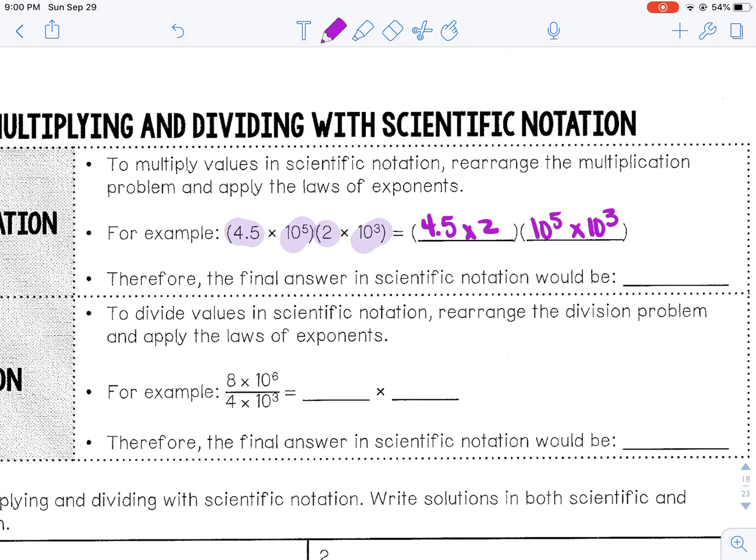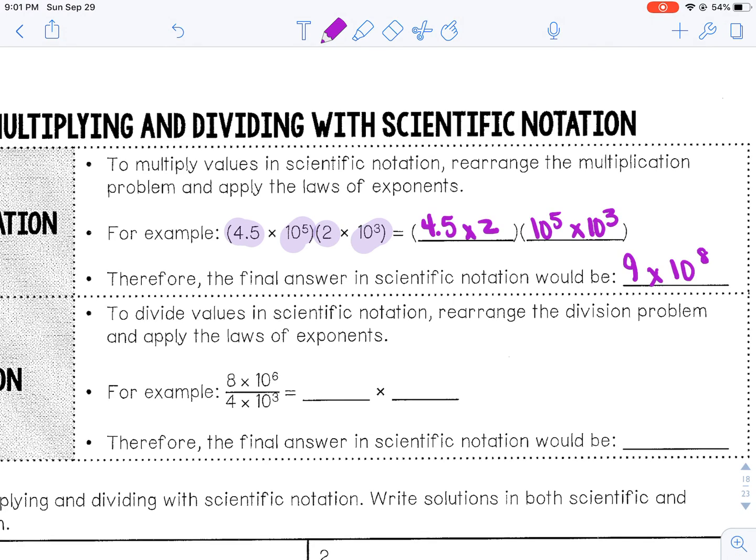Okay, so we can go ahead and do what's in the first parentheses, 4.5 times 2, that gives us 9. And in the second parentheses, the bases are the same, so we will add the exponents. So that's going to be times 10 to the 8th power.